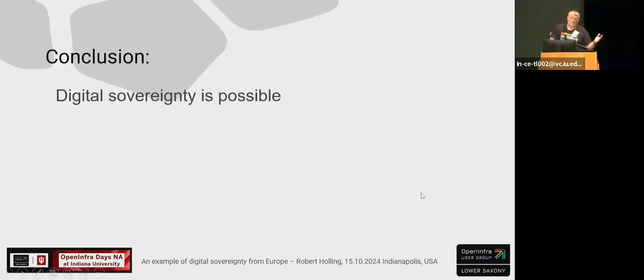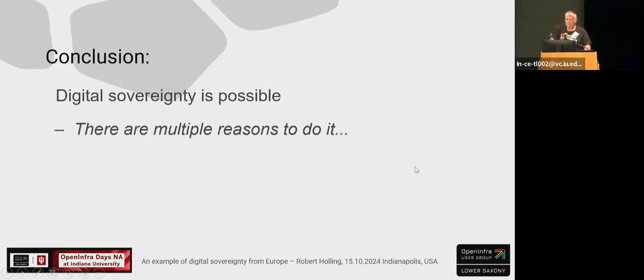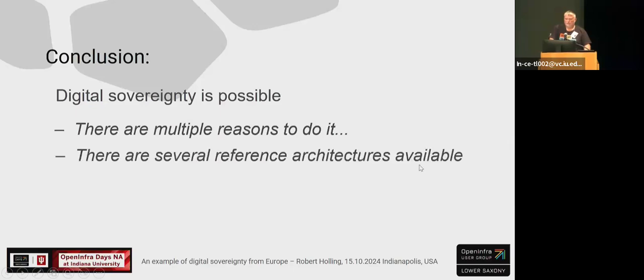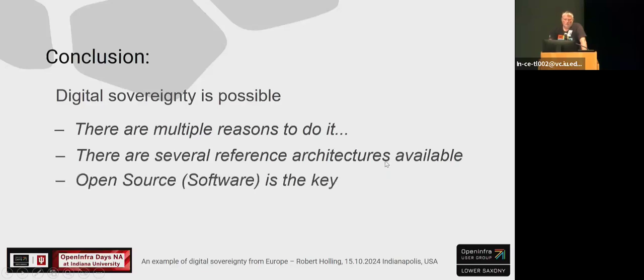So the conclusion is digital sovereignty in general is possible. There are multiple reasons to do it. I named it. And yeah, there are several reference architectures available, a lot of CSPs offering these services. Open source software is the key. And yeah, it's up to you doing it.